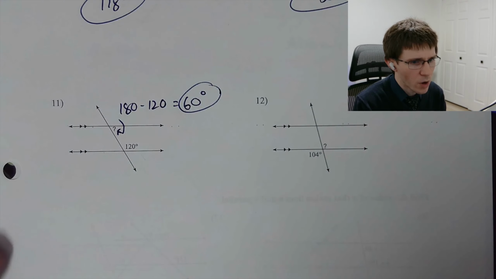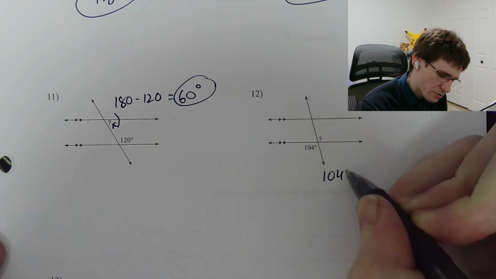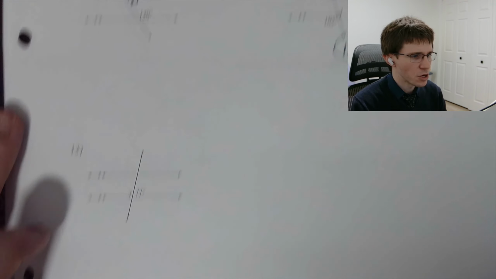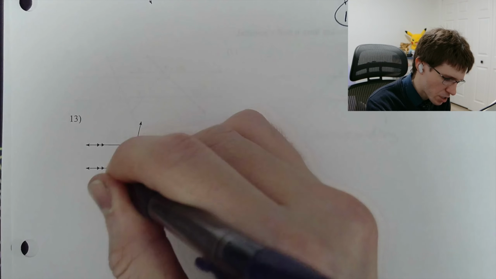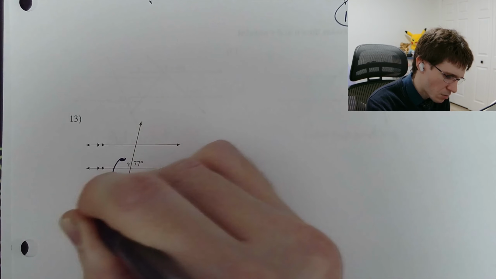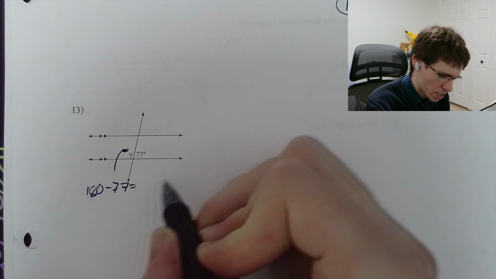Number 12, these guys are vertical angles. So this one's 104 degrees. These over here are going to be adjacent angles. So again, adjacent angles on straight lines add up to 180. So we got 180 minus the 77. And what's that going to be?